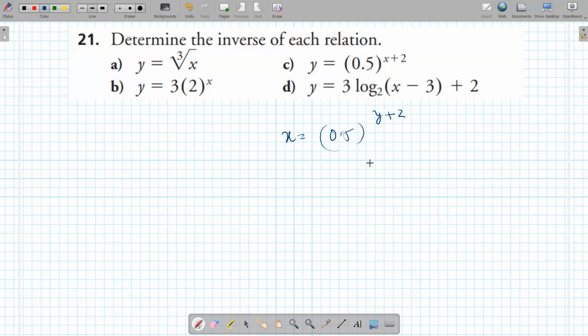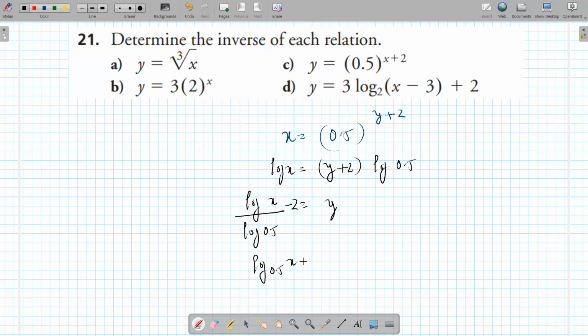If the unknown, whatever you're trying to solve, is in the exponent, you're going to log both sides, right? So the answer here is just 2 steps. So log of x, and then on the other side you take a log, the y plus 2 comes out. Then you get a log of 0.5. We're trying to solve for y. This is a linear equation now. You can divide both sides by log of 0.5 and then subtract 2. And there you go. You can rewrite this as a single log as well. And that's the answer to part C. Did that make sense?